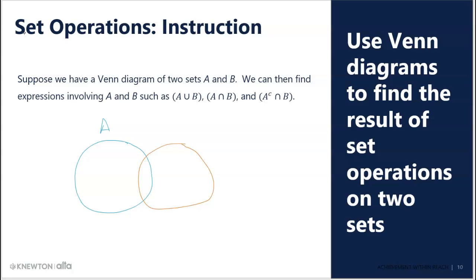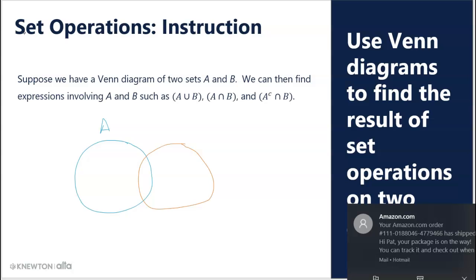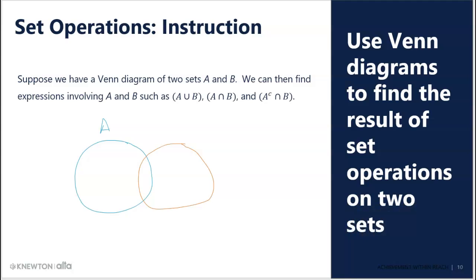This overlap might be empty. If the sets are disjoint and have nothing in common, this overlap in the middle here will be empty. But if they have elements in common, they will go in there. So let's continue on here. This is set B.